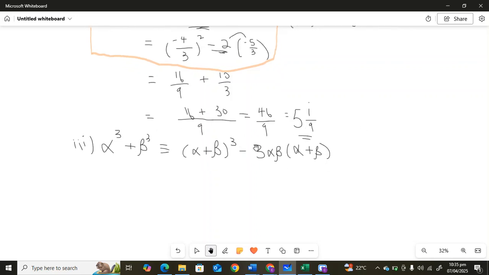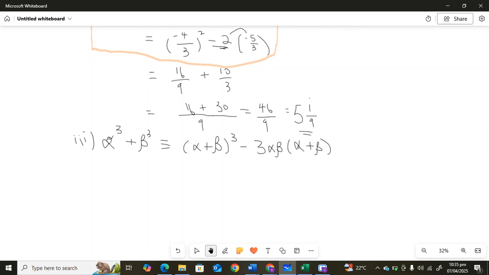I'll show you how we get this expression. Let me just first solve the question. Okay. Yes, so alpha cubed plus beta cubed breaks down to alpha plus beta cubed minus 3 alpha beta, alpha plus beta. And remember, as I said, with these questions, you want to break down.